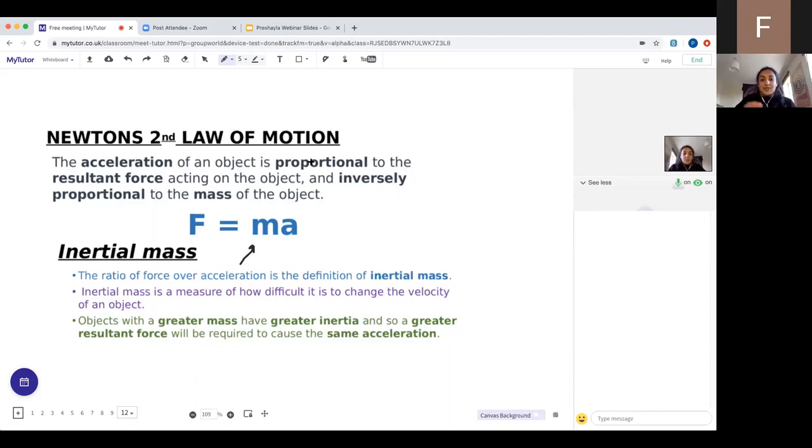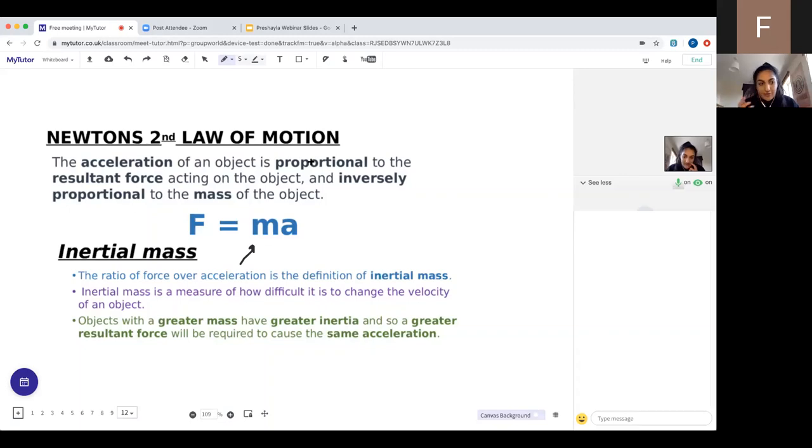Okay, and it might sound kind of obvious that an object with a greater mass is obviously going to be much harder to accelerate. It's much harder to push and change the speed of. But it's all because of this idea of inertia. So if an object has a greater mass, it has a greater inertia. And therefore, we need a greater force to cause the same acceleration as an object with a smaller mass.